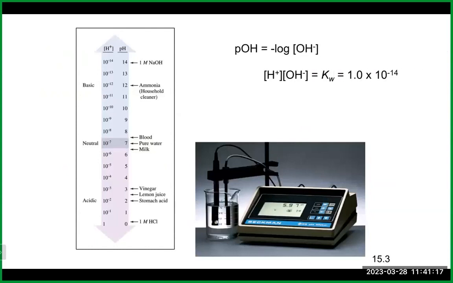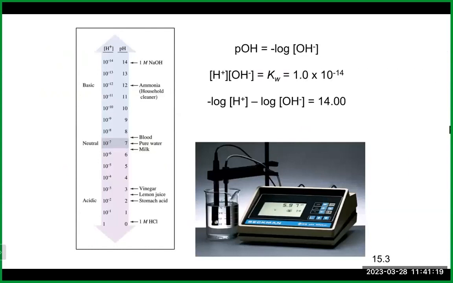Talked about the pH equation. There is a similar sort of scale, but it measures OH minus concentration, and that's what's referred to as the pOH. And the pOH is equal to minus the log of the OH minus concentration. Again, not to be confused with the pH, which is minus the log of the H plus concentration. The name actually tells you what you need. pH, you need the H plus. pOH, you need the OH minus concentration.